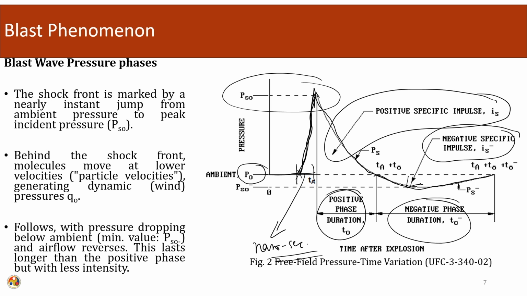This is the magnitude of the positive pressure and this is the magnitude of the negative pressure. There is a negative pressure and the air flow reverses, basically the suction is occurring here. This lasts longer than the positive phase, but with less intensity. Here we can see that the duration of the negative phase is larger than the positive phase, but the intensity of the negative phase is less than the positive phase.